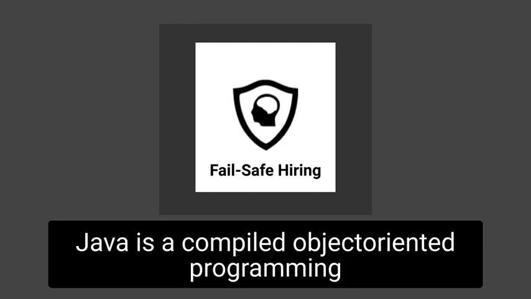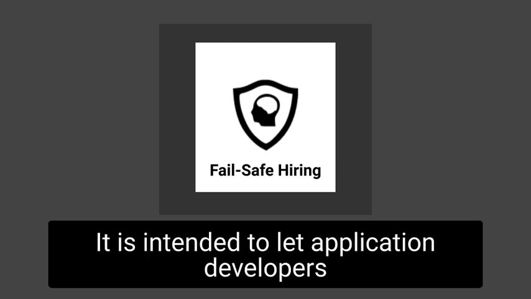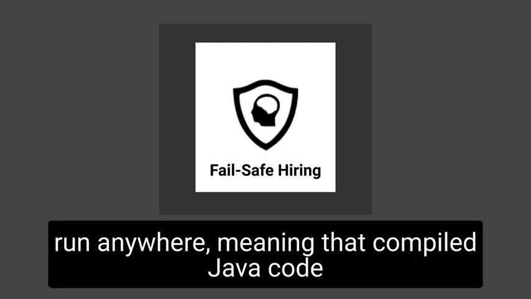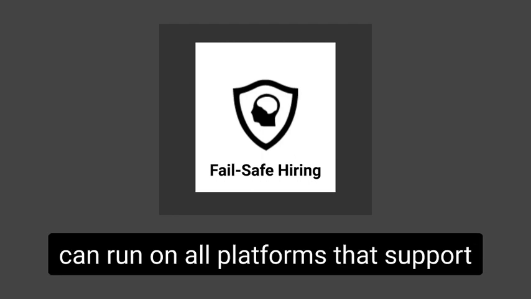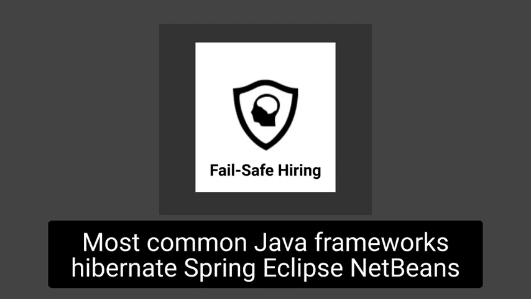Java is a compiled, object-oriented programming language, similar in syntax to C++. It is intended to let application developers write once, run anywhere, meaning that compiled Java code can run on all platforms that support Java without the need for recompilation. Most common Java frameworks: Hibernate, Swing, Spring, Eclipse, NetBeans.